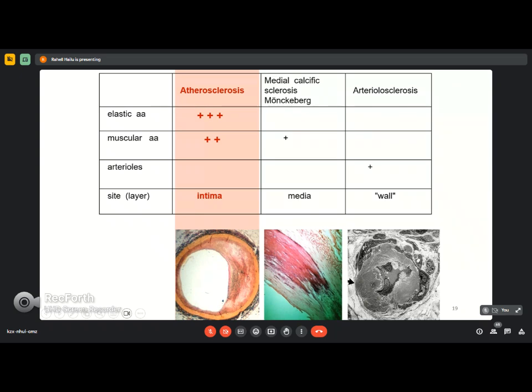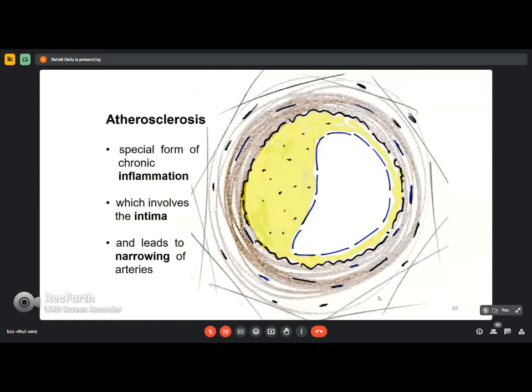And we have arteriolosclerosis. This is an electron microscopy image of an arteriole, which has a very amorphous substance deposition right in the wall here, which is usually a hyaline substance or sclerosed substance. We will get to see that in our next lecture. So we'll begin with atherosclerosis.